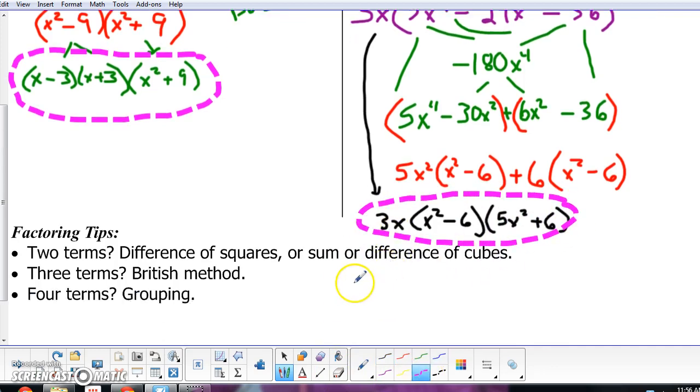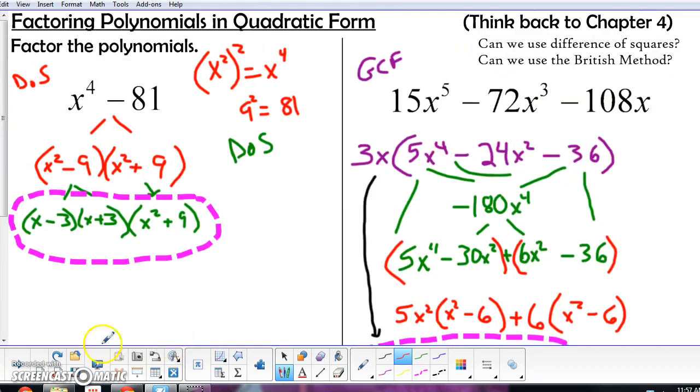Now at the bottom here, you see a couple of factoring tips. And oftentimes the number of terms gives away what you're supposed to do. If there are 2 terms in your polynomial, you will probably use the difference of squares or maybe the sum or difference of cubes. If there's 3 terms, I would bet that you'll be using the British method like we did just here. And if there's 4 terms, you should be awfully happy and rejoice a little bit because you get to use grouping. And grouping is probably the easiest thing that we get to do when it comes to factoring. So that's factoring in quadratic form.